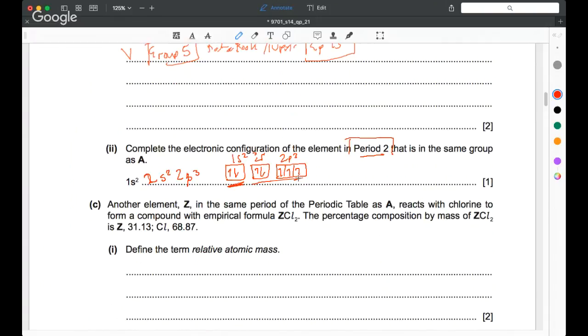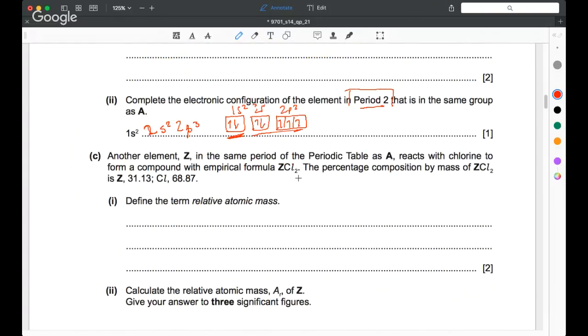So you just need to get these horizontal rows of the periodic table clear in your mind. Period 1 just has hydrogen and helium, and then you're into period 2, and this is now group 5, better said, as group 15 in period 2.